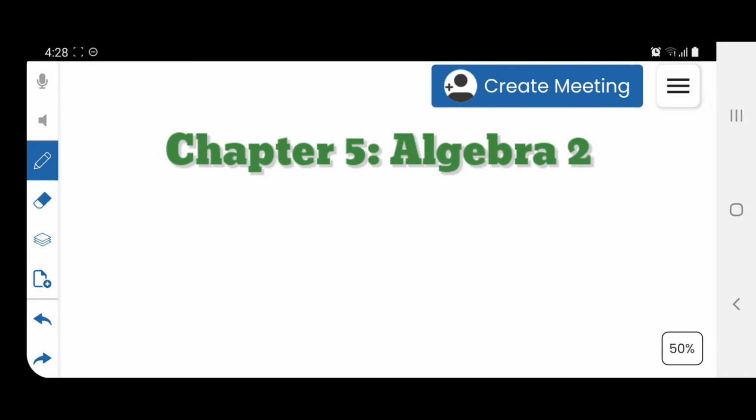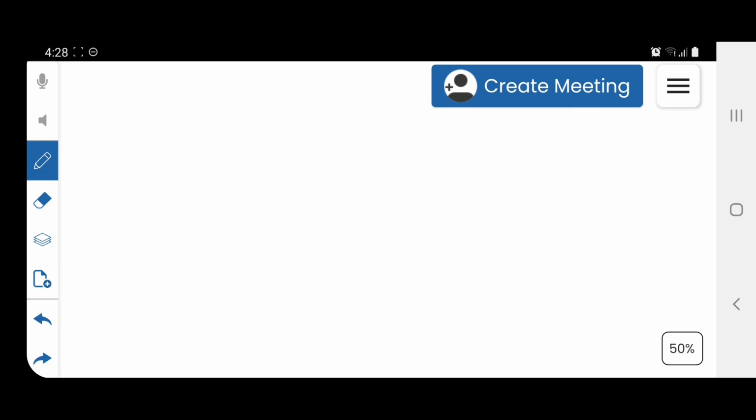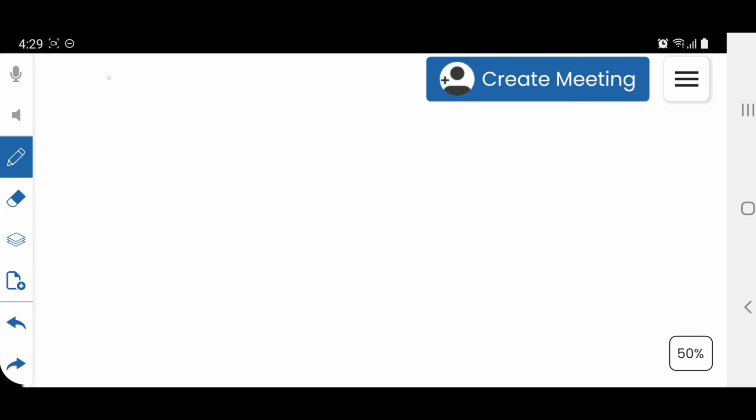Today I am going to explain exercises 4 to 9 of chapter number 5, Algebra 2. The topic is basically about changing the subject of a formula. All these 5 exercises are related to the same topic, in which we have to make a variable the subject of a formula and drive everything else to the other side.